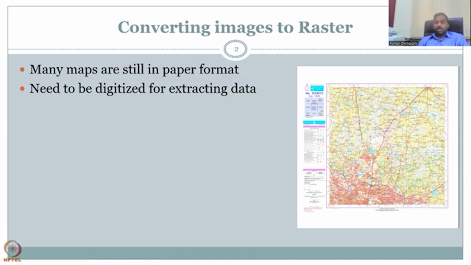So they need to be digitized for extracting data. As I said, a map is just paper, or an image is just an image with data, but no geospatial data. A map is just a paper. It has lat longs and geospatial information, but an image cannot just sit into the GIS platform.